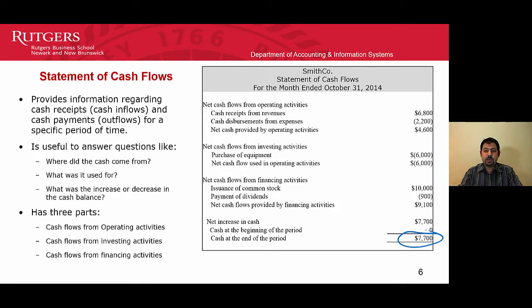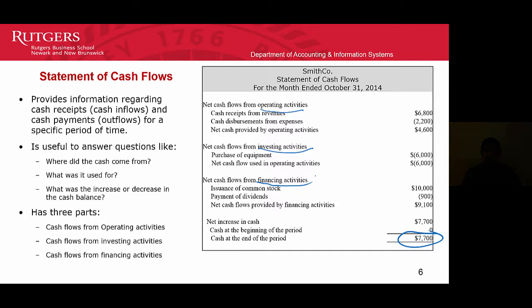At this point in the course, we need to know that the statement of cash flows basically has three parts. The first part is cash flows from operating activities. The second one is cash flow from investing activities. And the third one is cash flow from financing activities. We will be covering the statement of cash flows in more details at the end of this course.